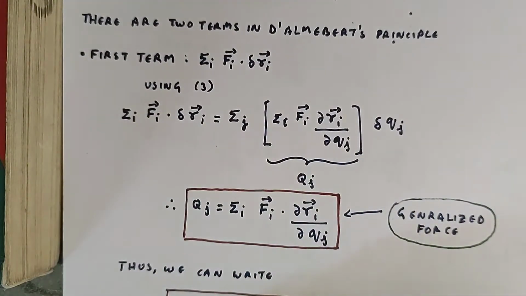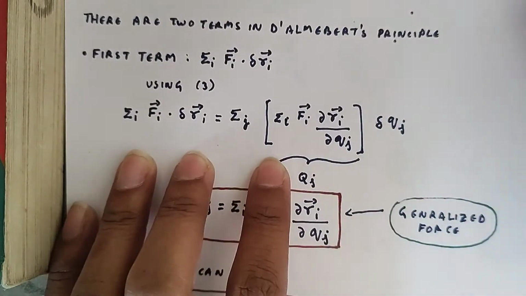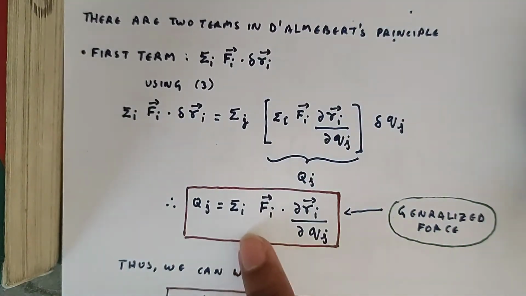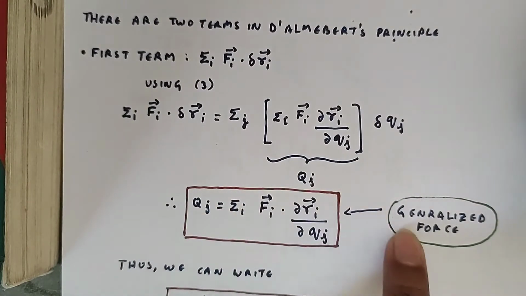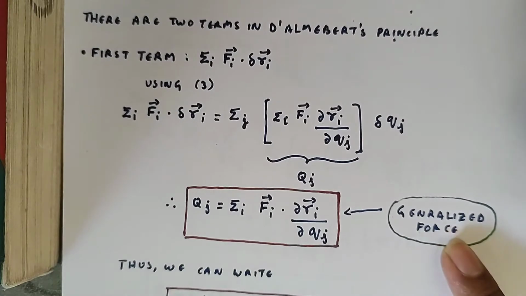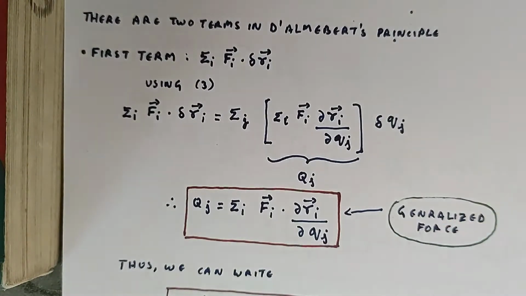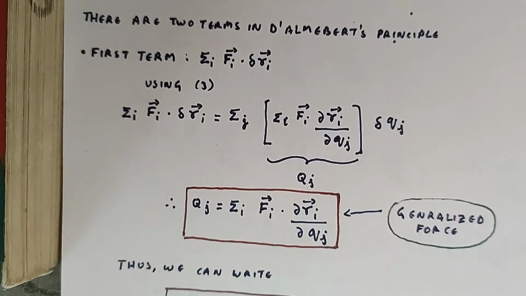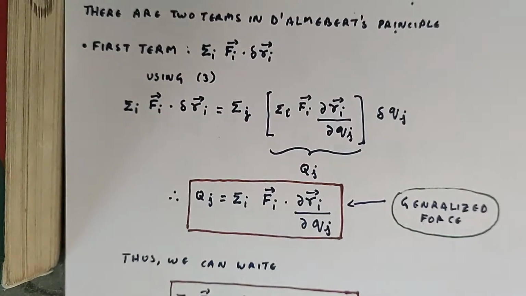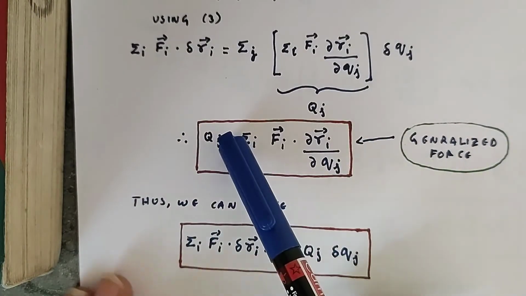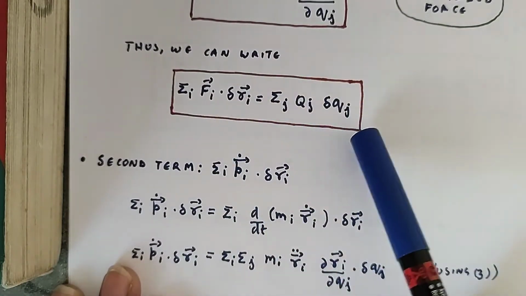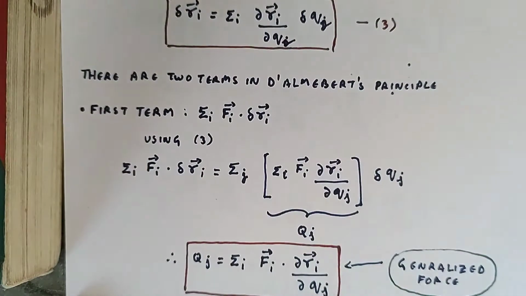But whatever the term is in my parenthesis, I define it as capital Q_j, which is just given as the generalized force. I have no interest in emphasizing the depths of the generalized force because that will again lead to more videos, so just stick to the basics. Thus we can write this. So I define this quantity, and now I'm going to substitute this quantity over here. That's all. So I get this equation. Thus my first term in D'Alembert's principle is taken care of.